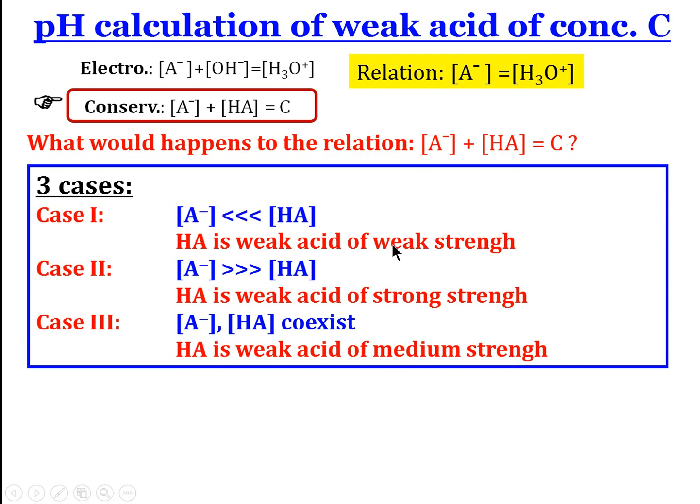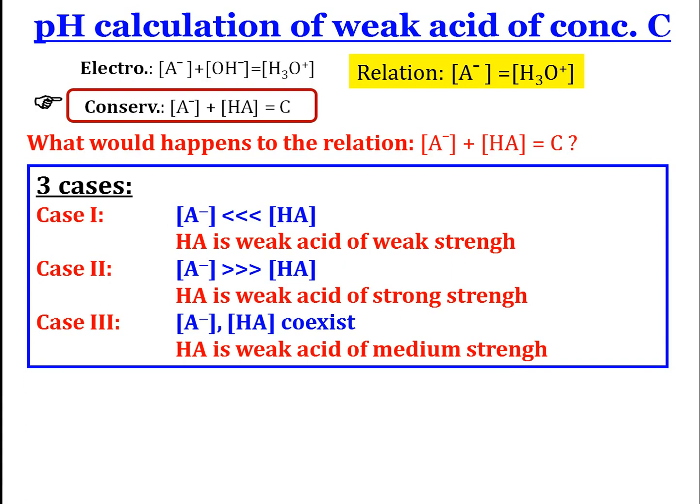The question now is how to know the acid is weak and how to know the strength of the acid. The acid is weak if it has a pKa value between 0 and 14. And how to know the strength of the acid? The strength of the acid is known from the value of Ka.